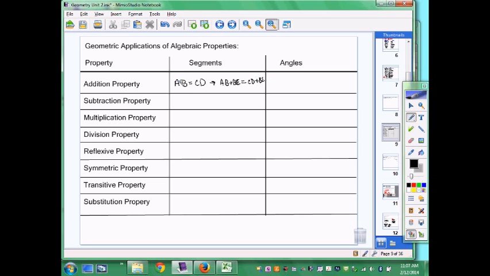This is when you don't have the line over top of it, it's referring to the length of the segment. What if it has the line over it? Then it's segment addition property, not addition property. It's totally different. We'll get into that in the next thing. So if you have no line, it's talking about the length. So I can subtract the same length from both sides and it'll still be equal.